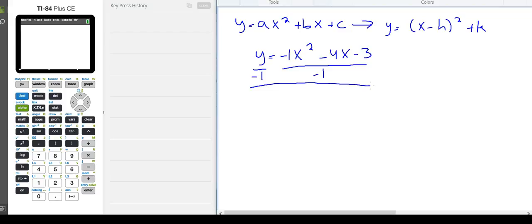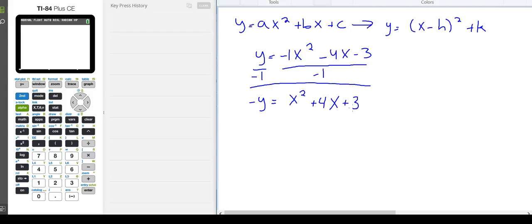Y divided by negative 1 is just negative y. Negative y is equal to negative 1x squared divided by negative 1, which is positive 1x squared, or just x squared. Negative 4x divided by negative 1 is positive 4x. Negative 3 divided by negative 1 is positive 3. Now we can start completing the square.